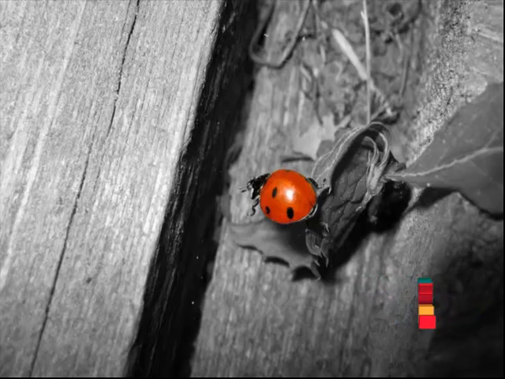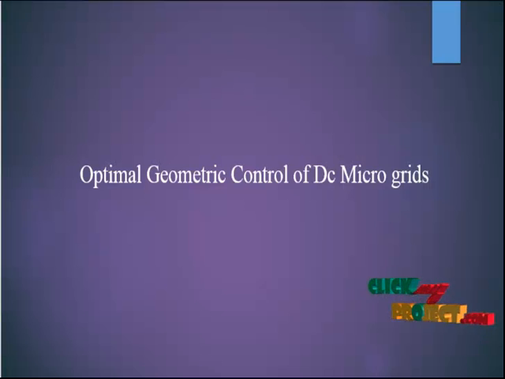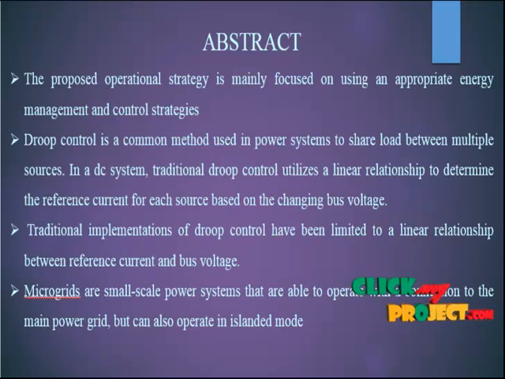Welcome to clickmyproject.com. Our product title is Optimal Geometric Control of DC Microgrids. Now we are going to discuss our product abstract.